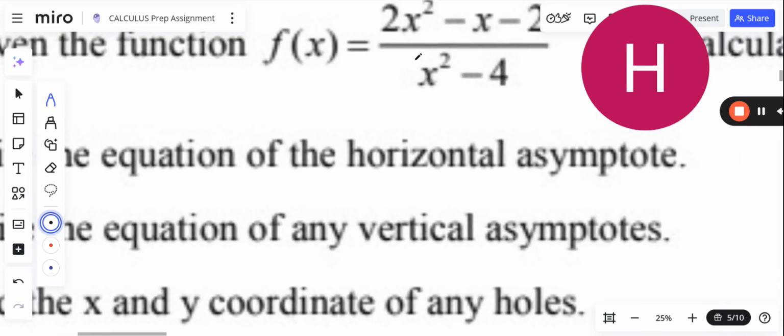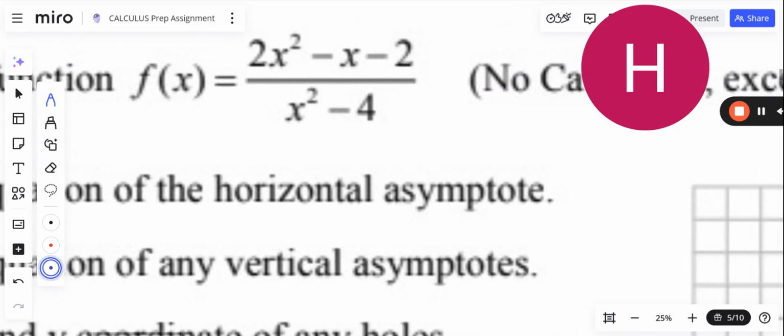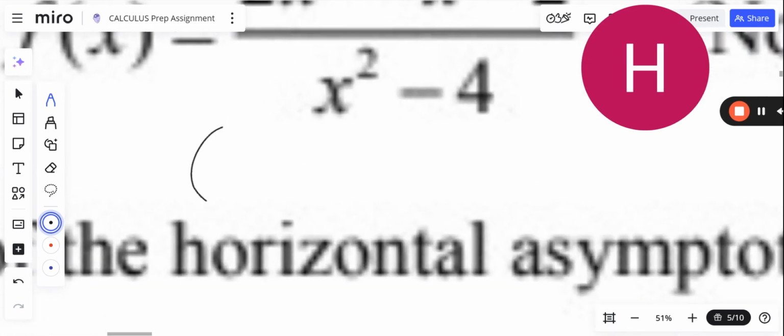So consider the possibility that these can factor, and you should be able to identify quite early that this is a difference of squares. So we can rewrite that as, let's say, x minus 2 and x plus 2.